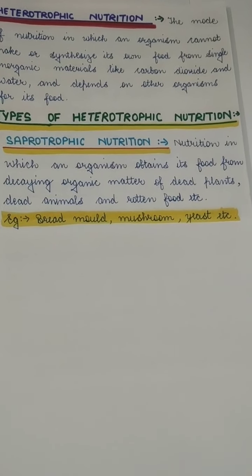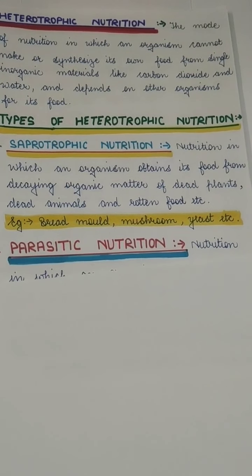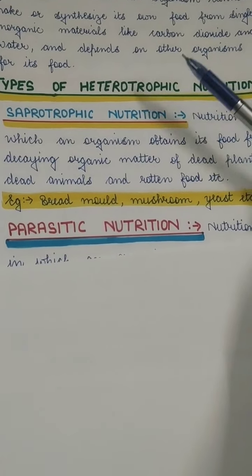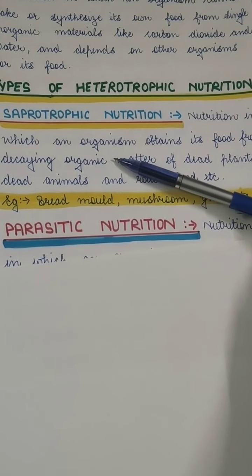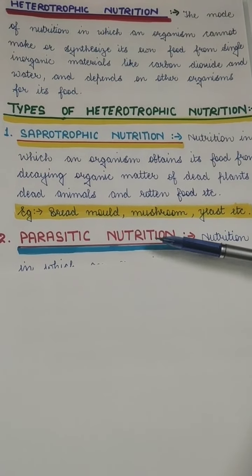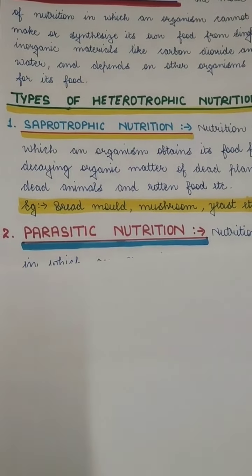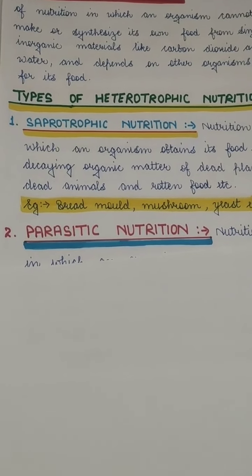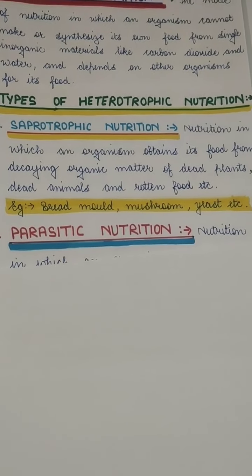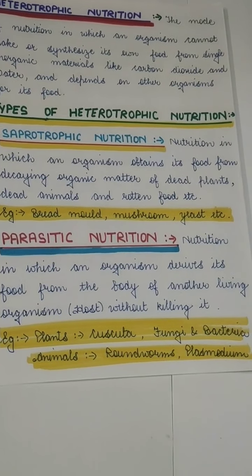Now the other one is the parasitic mode of nutrition. In parasitic nutrition, the animals feed upon living organisms. In saprotrophic nutrition, the organisms were feeding upon dead and decaying organic matter, but in the parasitic mode of nutrition, the animals are feeding upon living organisms. Example, the mosquito sucks our blood. So a mosquito is sucking the blood of any animal or any human being. They are in the living position. They are not dead. So parasites take their food from their host which is in the living condition.